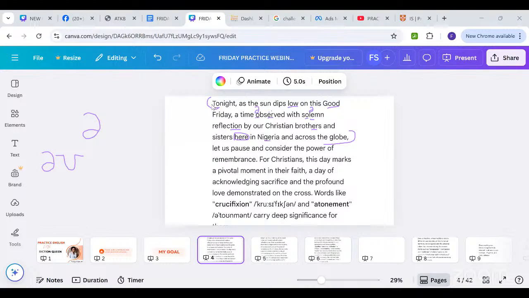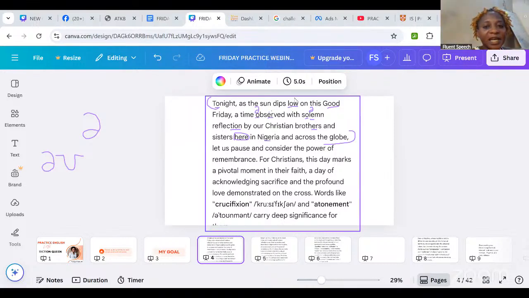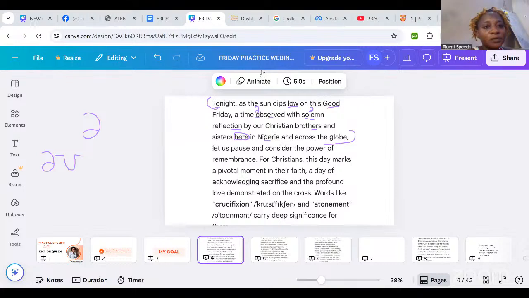Tonight, as the sun dips low on this Good Friday. Pay attention to the word low. Take it again from the word low. Dips low. I want you to go that way. Dips low instead of dips low. I want you to go dips low.